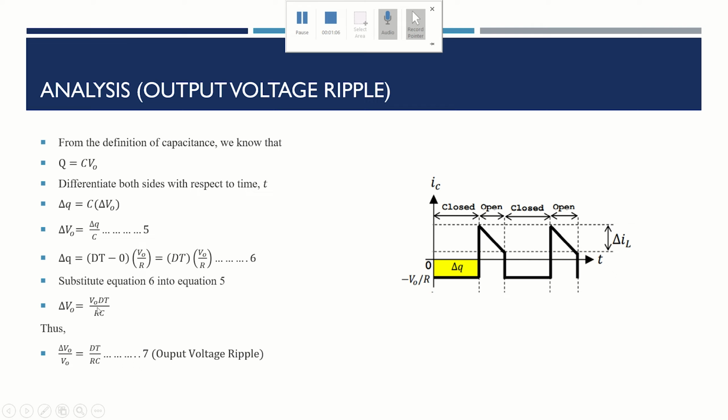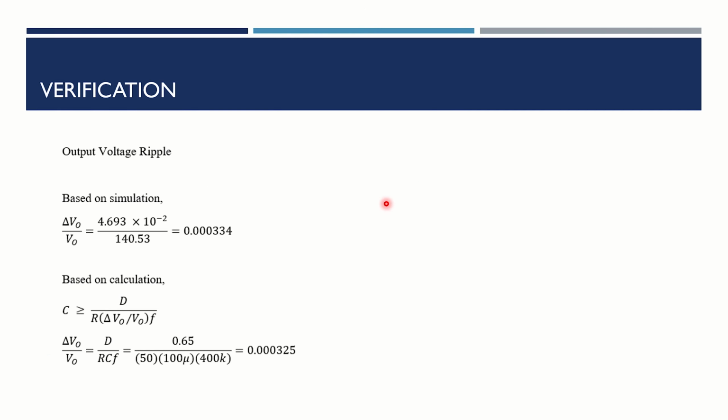We move Vout to the left side and we obtain output voltage ripple, which is equal to dT divided by RC. That's all from me. Tan, it's your turn now. Hi, I'm Tan Sek Hui. Now I am going to talk about verification through experimental result and calculation.